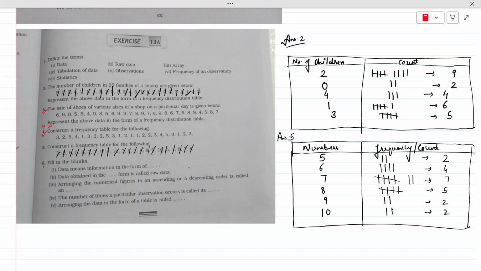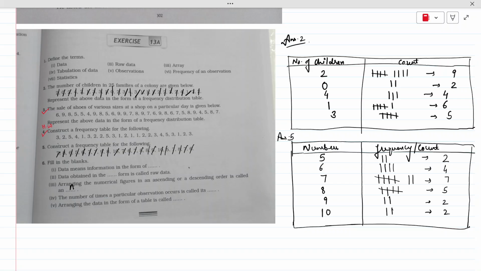Now, coming to question 6, fill in the blanks. Data means information in the form of, so again, it can be in the form of figures, it can be measures, facts, anything. Then data obtained in the dash form is called raw data. So here we'll have the data in the original form. Okay. And then arranging the numerical figures in ascending or descending order is called an array. This is called array, right?